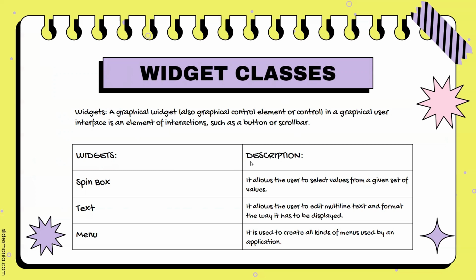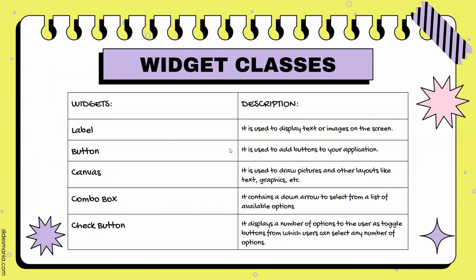Here I have 3 slides with descriptions of all sorts of widgets and all the basic widgets. I'm not going to read them all out loud because that would take way too much time. I will link this slideshow in the description below, so you can refer to it on your own time. But I will say a couple of the main and important ones. We have text. It allows the user to edit multi-line text and format the way it has to be displayed. We also have label.